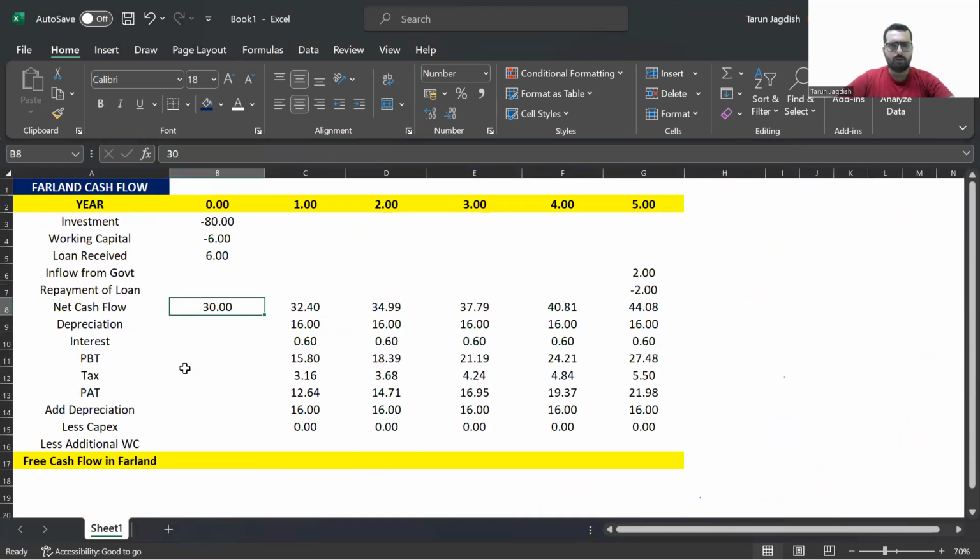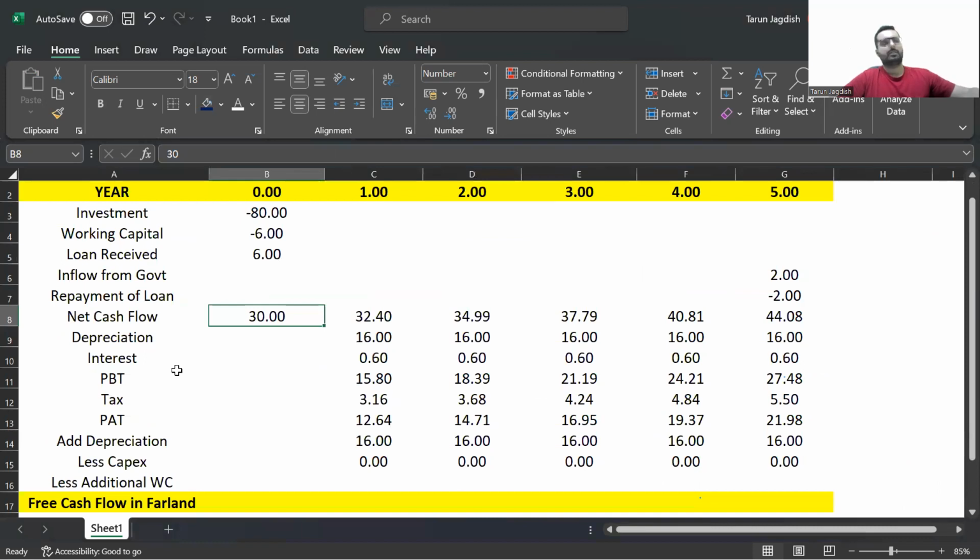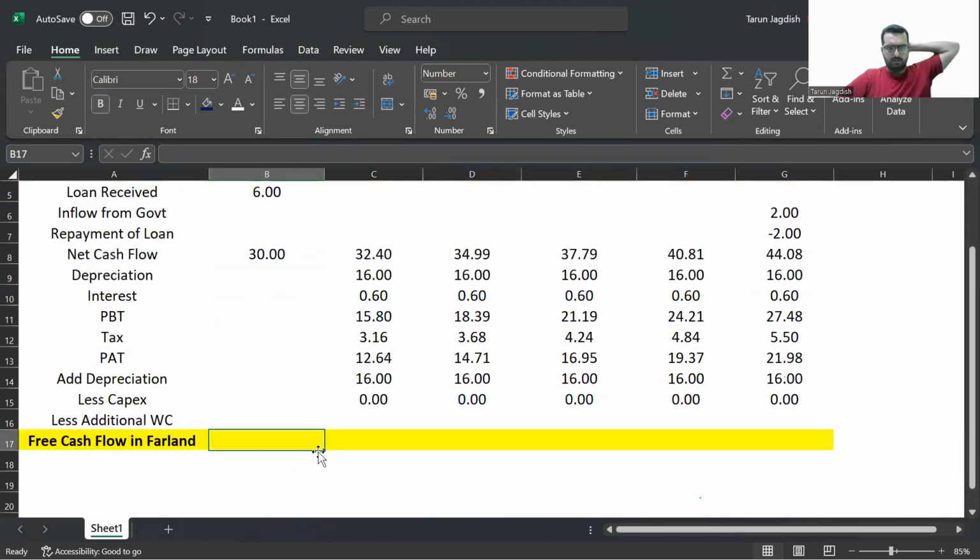Can you please write down or understand this part now? I am yet to finish it. It's not fully completed.